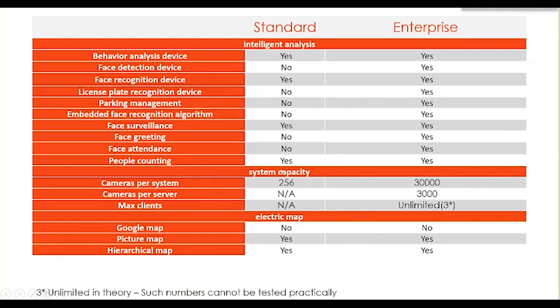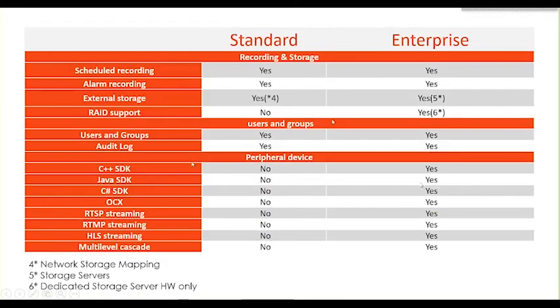For the system capacity, we're talking about 256 channels for the standard, while the Enterprise supports up to 30,000. And each server can handle up to 3,000 devices, while of course it's not applicable for the standard version. Okay, advanced algorithms and advanced streaming options are available only on the Enterprise. For example, RTSP, RTMP, HLS are supported only on the Enterprise version, and for some projects these are very important.